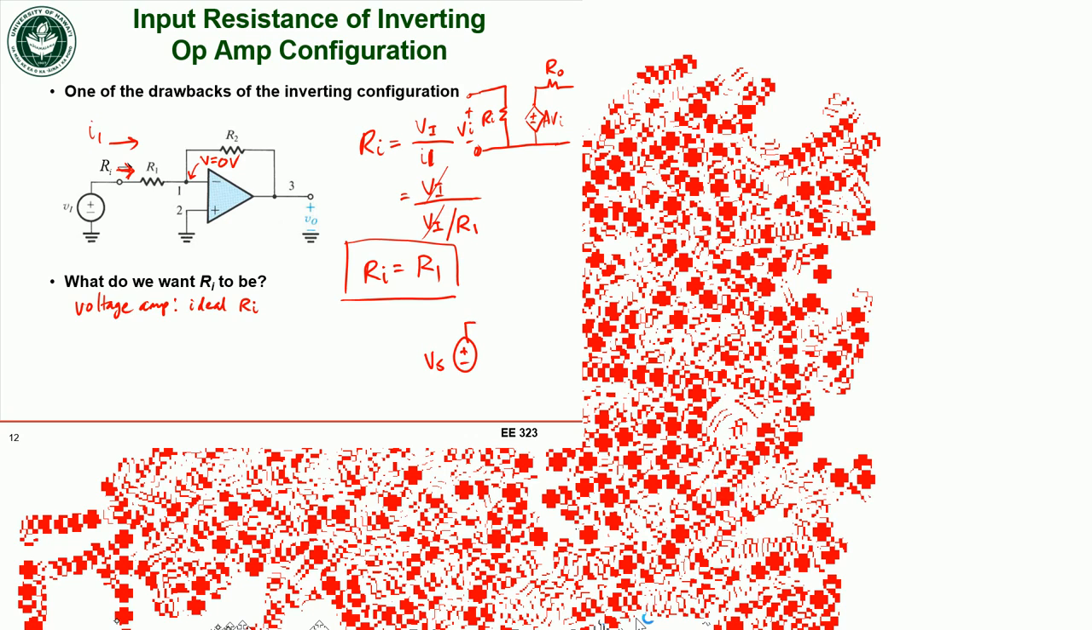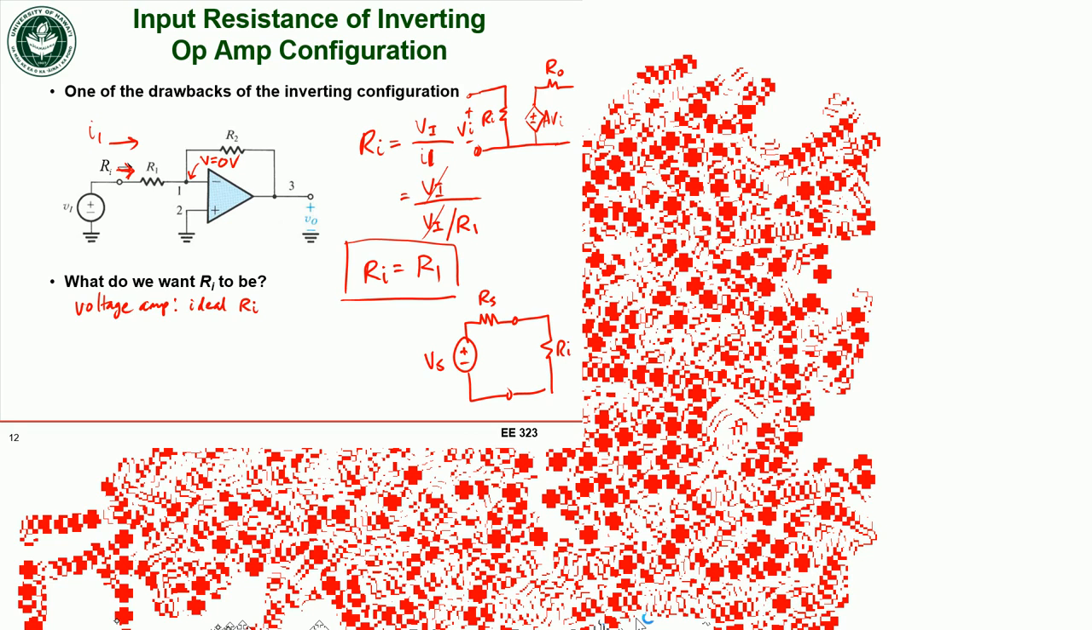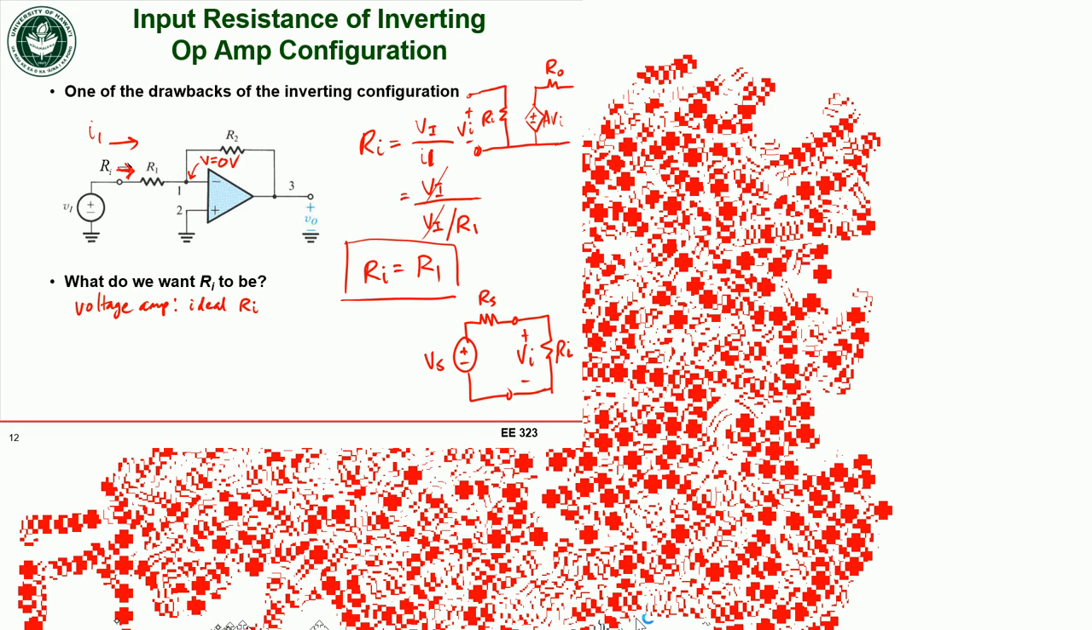Let's just look at the input side of this. So now I'll connect up the source. Okay, what if RI is 0? What is VI? Who says VS? He says 0. Not enough people are saying 0. It's a short circuit, right? No voltage across a short circuit.